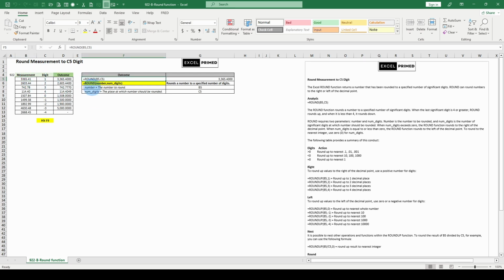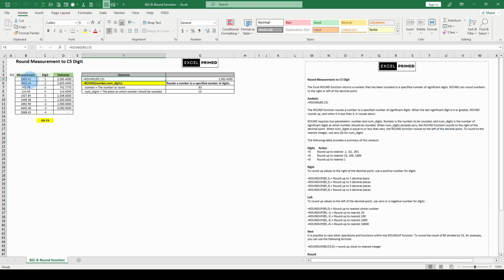Here's the function, B5, C5. Rounds a number to a specified number of digits. The number and the number of digits, the place at which the number should be rounded. Round requires two parameters, number and num digits. Number is the number to be rounded, and num digits is the number of significant digits at which the number should be rounded. When num digits exceeds 0, the round function rounds to the right of the decimal point. When num digits is equal to or less than 0, negative, the round function rounds to the left.